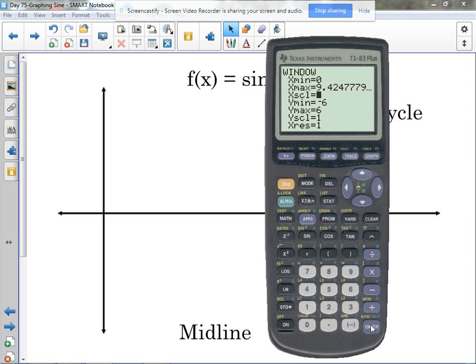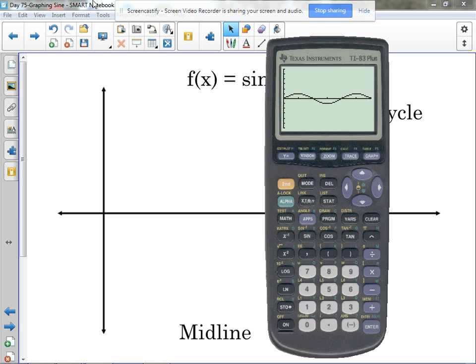We could change the scale. It looks like they're counting by pi over 2, so let's change that just so that it looks the same. The y minimum, they've got -6 to +6, so let's go with those values. Then we're going to press graph. And here is the graph of the sine of x from 0 to 3 pi with the y values from -6 to 6.